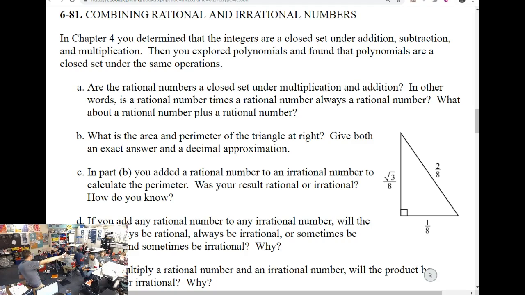So are integers closed under division? No, not necessarily. 3 divided by 2, right? Integer divided by integer, do I get an integer? No. So closed means the output term will match the type of input term under a certain operation. When we think about rationals and irrationals, that's what we're saying. We're going to talk about these problems to determine whether they are closed or not.